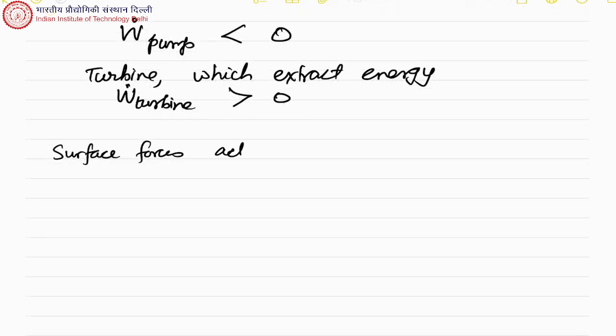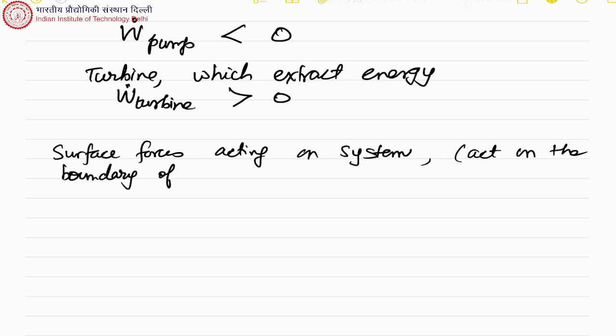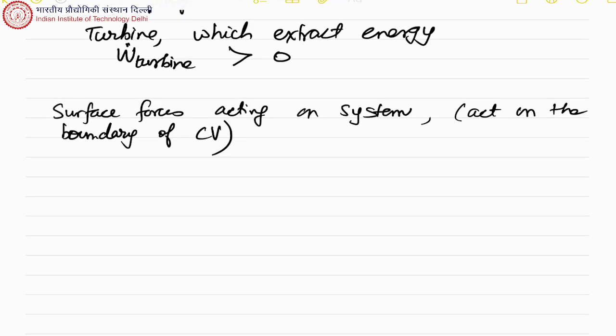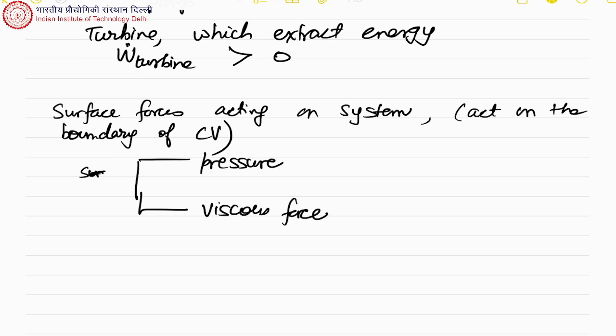Now, in addition to this, we also have surface forces acting on the system. These surface forces will act on the boundary of the control volume. Now, what sort of surface forces will be there? We can divide them into two parts: pressure and viscous forces, that is, we have divided the surface forces per unit area into two types of terms.